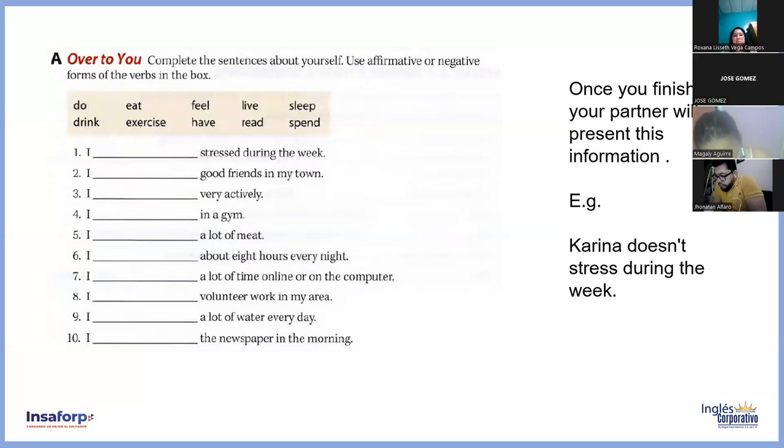Sofia doesn't sleep about 8 hours every night. Mm-hmm. She spends a lot. Sofia doesn't do volunteer work in her area. Mm-hmm. She drinks a lot water every day. Sofia don't read the newspaper in the morning. Okay, the last one. Sofia don't read or doesn't? Doesn't, sorry. Okay, perfect. Sofia doesn't read the newspaper.